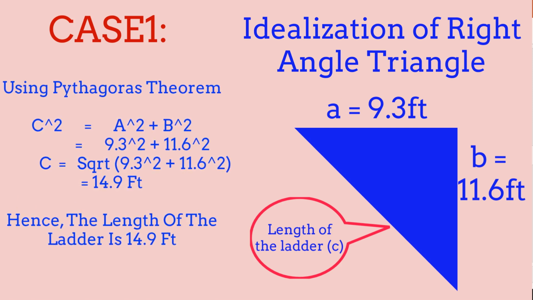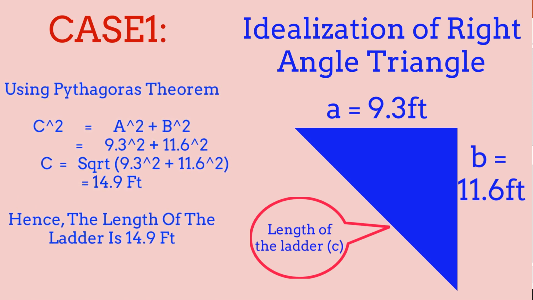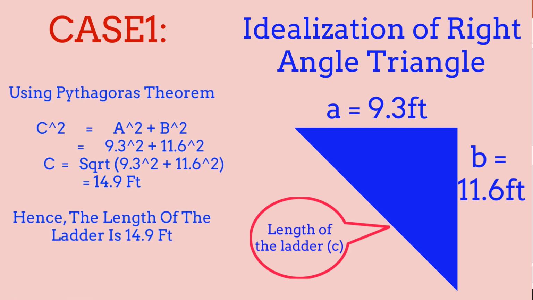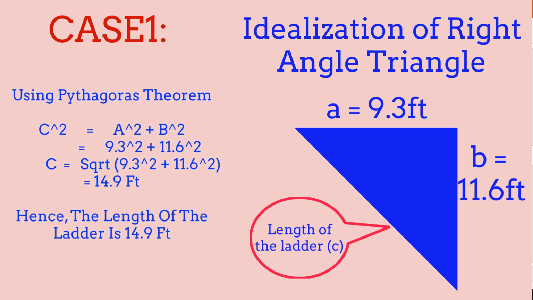So if we do the calculations, we have c squared equals a squared plus b squared. Now we can import our values. So c squared equals 9.3 squared plus 11.6 squared. And after that, we can just square root everything else. Since c is squared, if we bring it to the other side, it'll turn into a square root. So next we would say c equals the square root of 9.3 squared plus 11.6 squared.